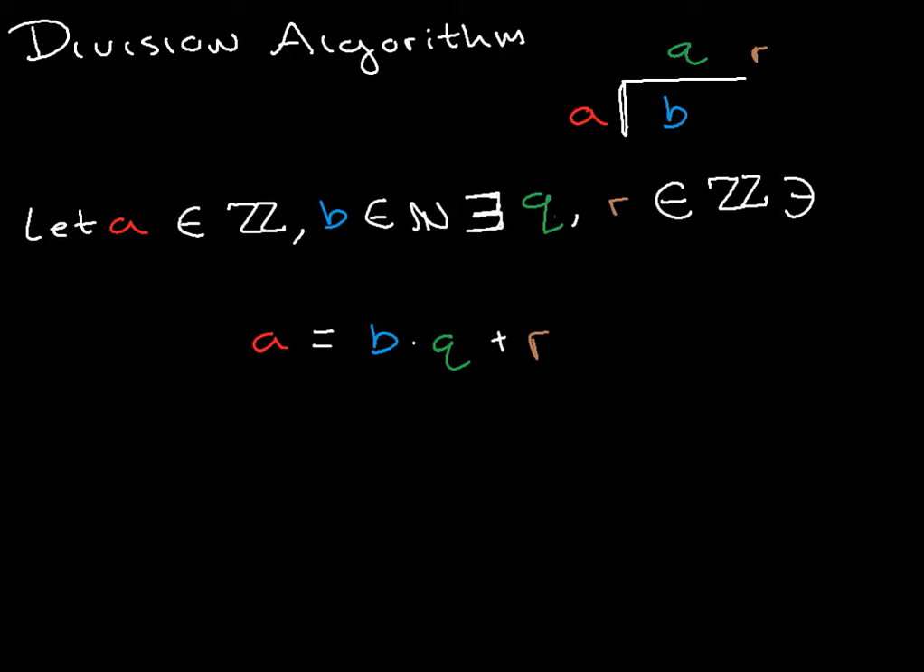So for example, if we said that we want to divide 13 by 5, we write it like 13 divided by 5, we would get 2 with a remainder of 3. And that is all the division algorithm says.